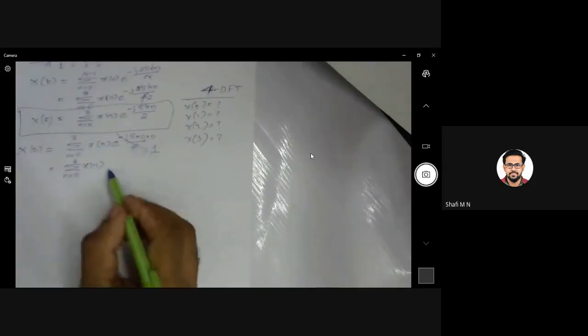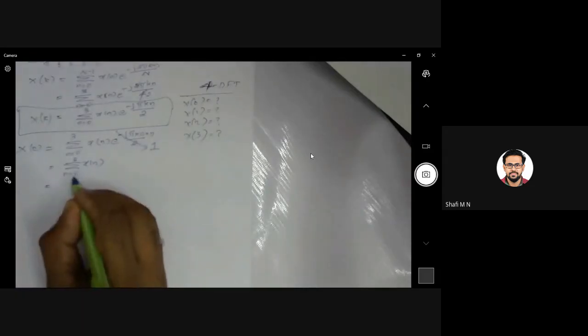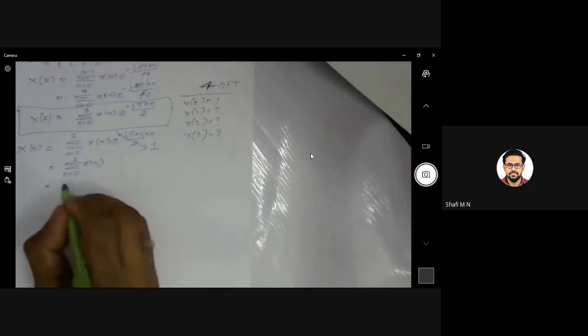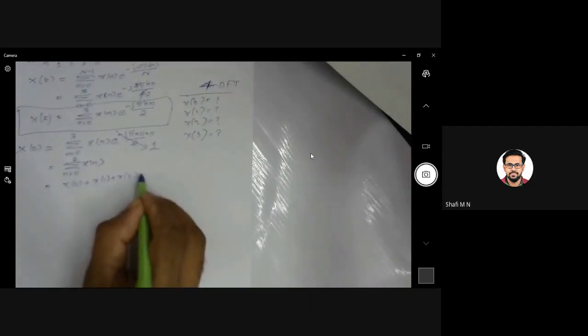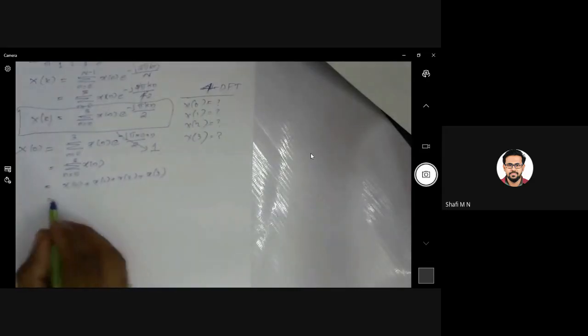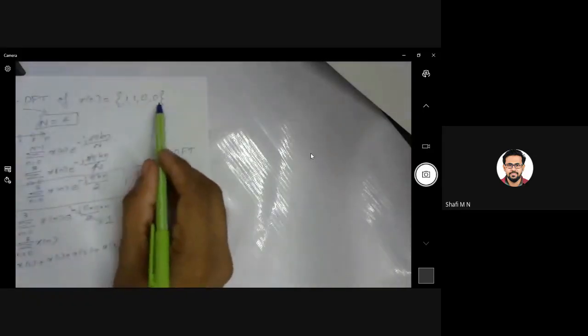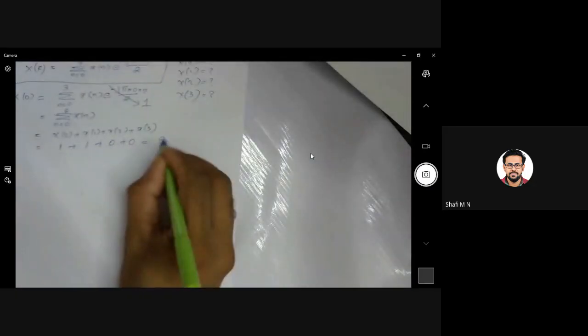Next term is e power 0, that is 1. Now you substitute n from 0 to 3. So this is x of 0 plus x of 1 plus x of 2 plus x of 3. This is nothing but the sum of all the terms of your sequence. So you add all the terms: 1 plus 1 plus 0 plus 0. That will be 2.